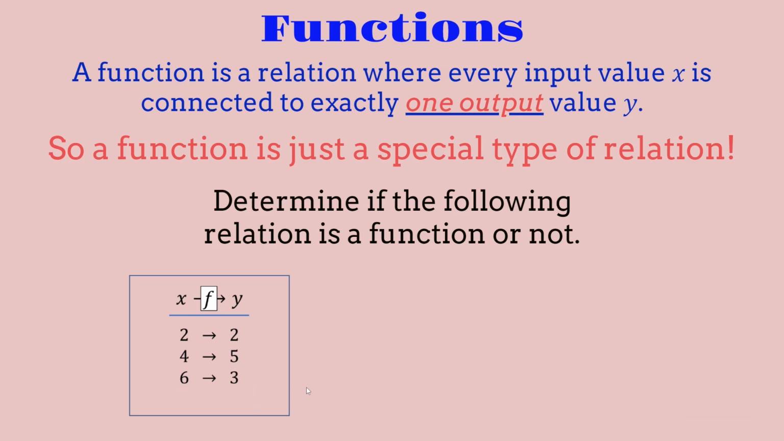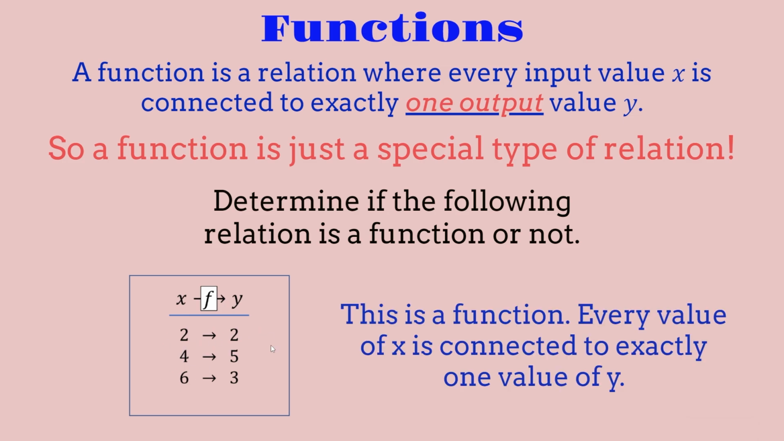In this case, this relation is a function, because for every input value x there is only one output value y. We have 2 goes to 2, 4 goes to 5, and 6 goes to 3. So for every x value here, we have only one y value. This is a function because every value of x is connected to exactly one value of y. If there were multiple different values of y for the same x, then it wouldn't be a function. We're going to look at some more examples in the upcoming slides.